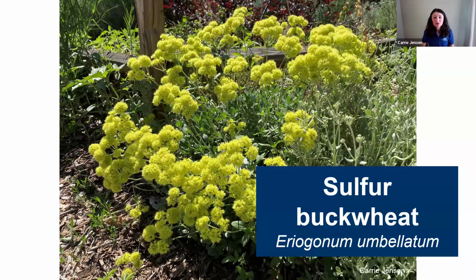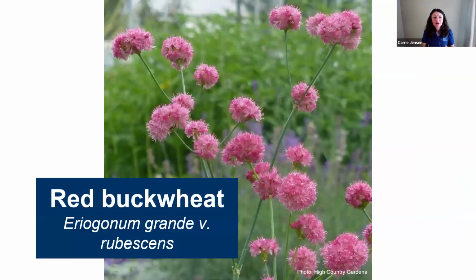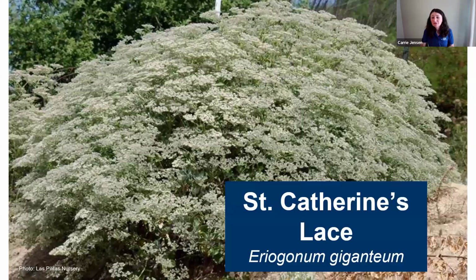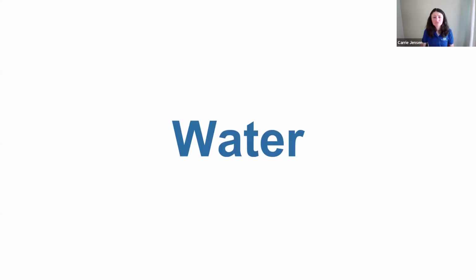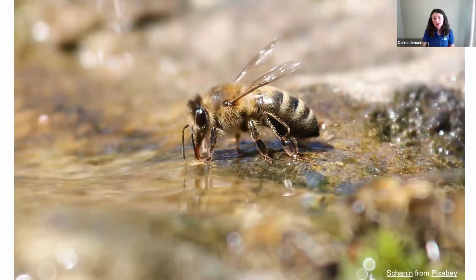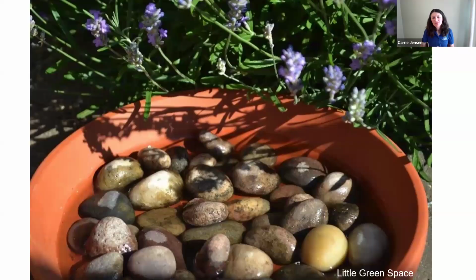Sulfur buckwheat is a really great native to the West. Lots of beneficial insects use this guy. Red buckwheat, St. Catherine's lace, anything in the Eriogonum genus. And the common buckwheat that's used for like cover crops and such, that's also in the same family. You also want to provide water. You can do that easily with a shallow dish with pebbles in it so they can access it without getting wings wet.